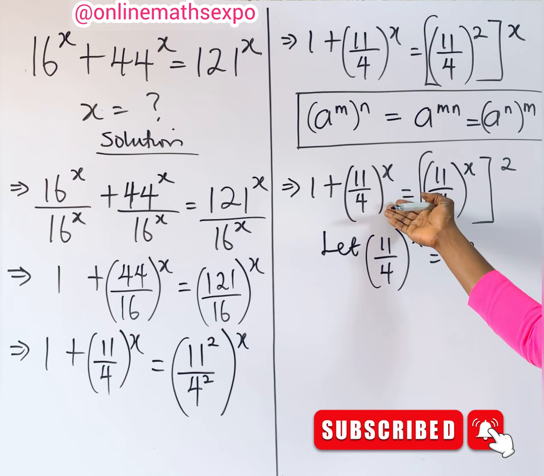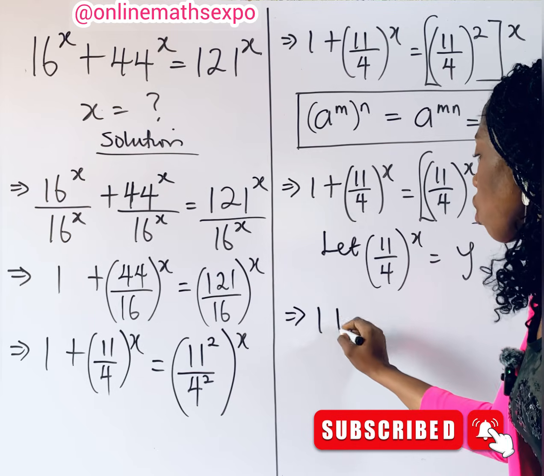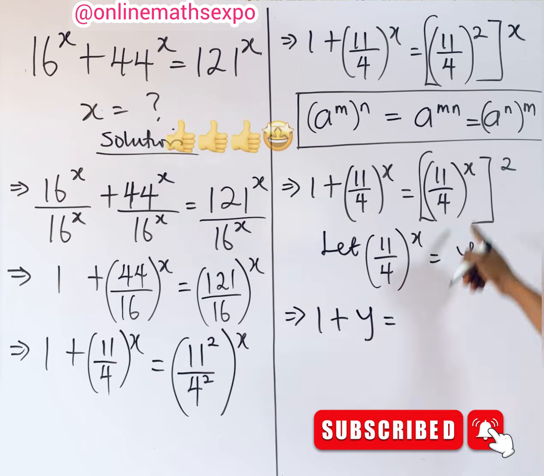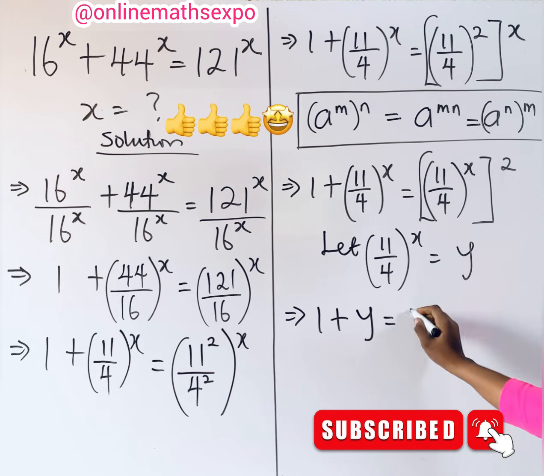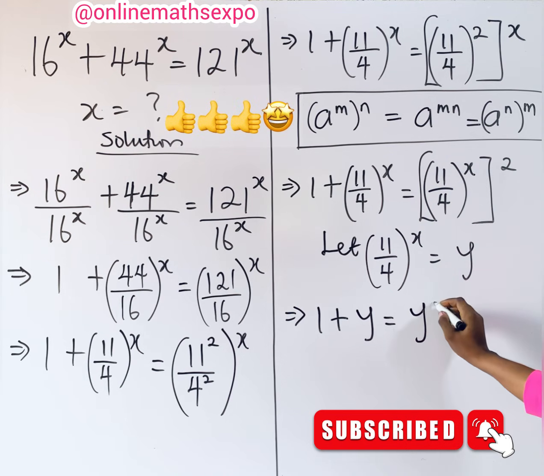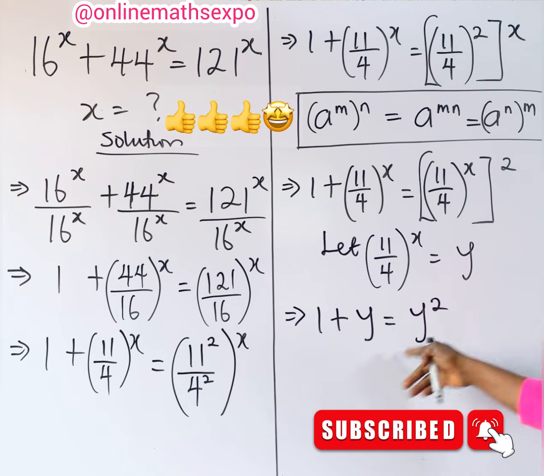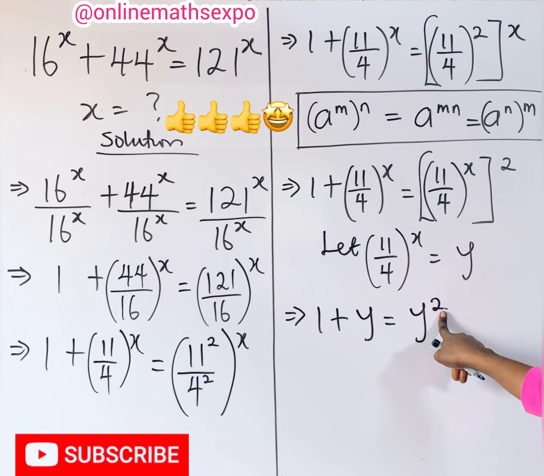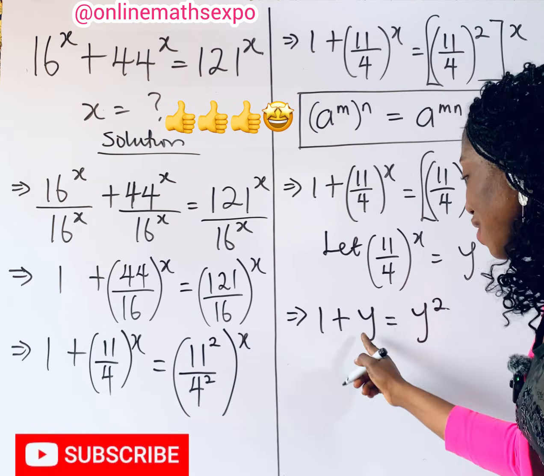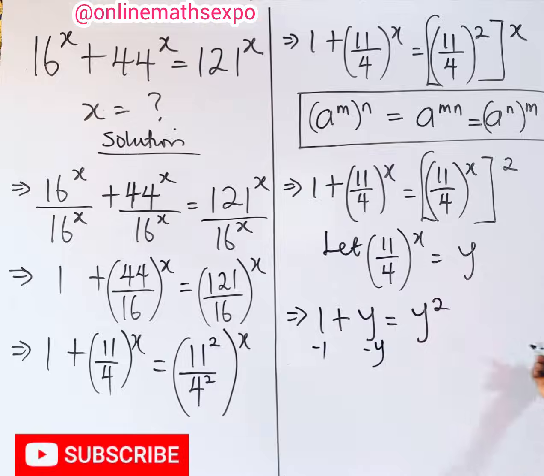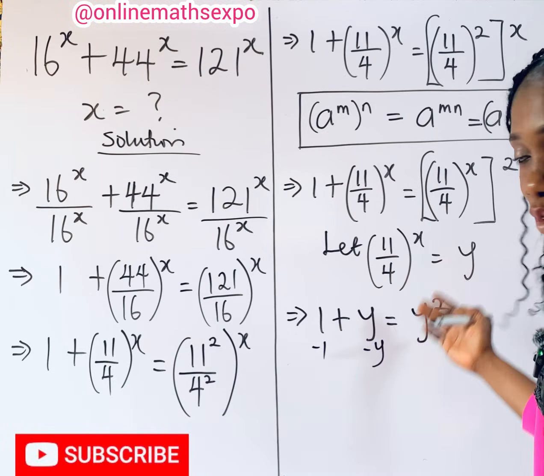Now, substituting, we are going to have 1 plus y is equal to, this is also y, so we have y raised to the power of 2. Observe that this is leading you to a quadratic because the highest power of y is 2. So in that case, we are going to subtract, okay? You subtract 1 here, subtract y, and you do it to both sides so that it looks beautiful.